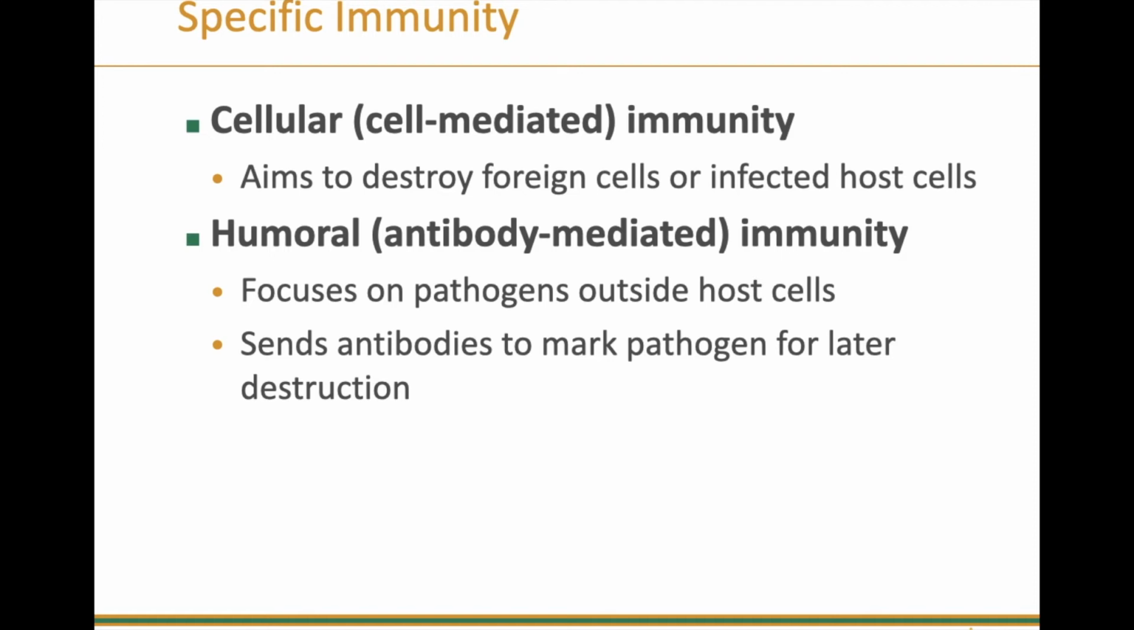So now we need to know the difference between specific and non-specific immunity. So we've just talked about non-specific immunity. Basically, it will look for anything foreign and destroy it. With specific immunity, there's 2 types: cellular, which aims to destroy foreign cells or infected cell hosts. So one of your own cells might be infected by a virus, for example. And then there's humoral or antibody-mediated immunity, and it focuses on pathogens outside of cells. It produces antibodies that are going to mark pathogens for destruction.